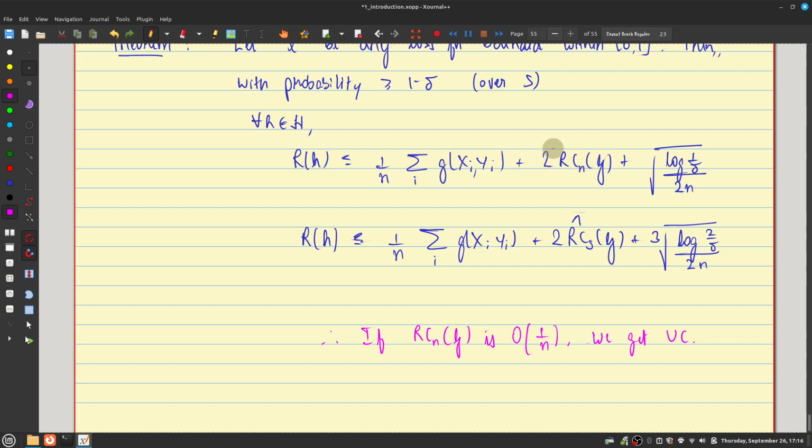Right, so if this quantity decays as, let's say, order 1 over square root 2n, then we'll get uniform convergence. Or if this is, say, some constant times this, then we get uniform convergence. Because it means that with high probability, the empirical risk, the generalization error is actually very close to the empirical risk for all hypotheses in the hypothesis class.